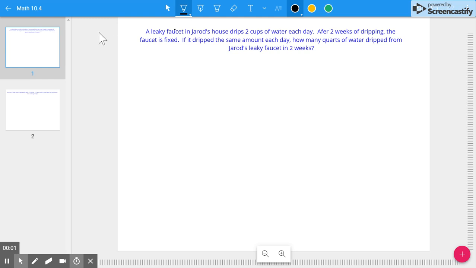This lesson is Chapter 10, Lesson 4. So we're looking at how to solve multi-step measurement word problems. So let's dive right in.